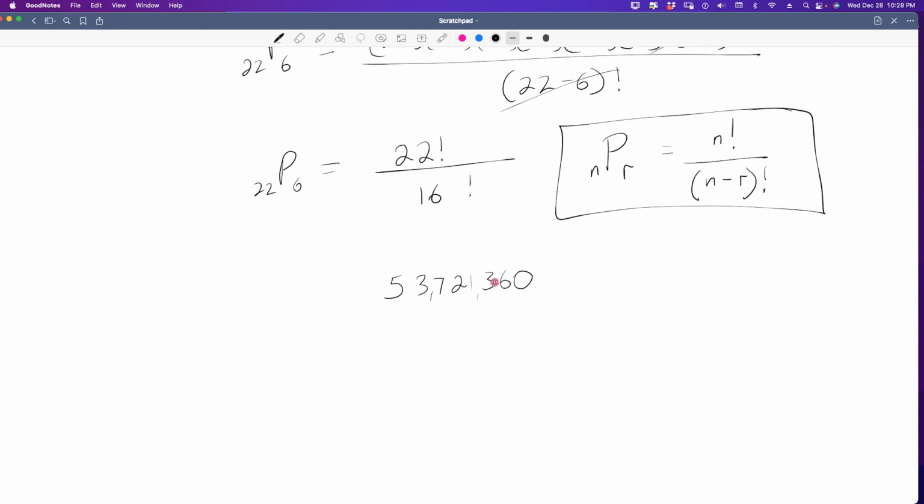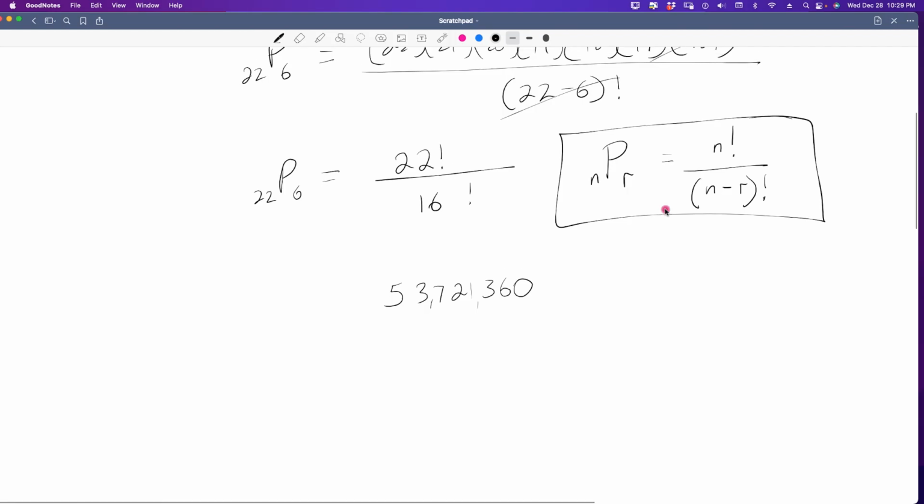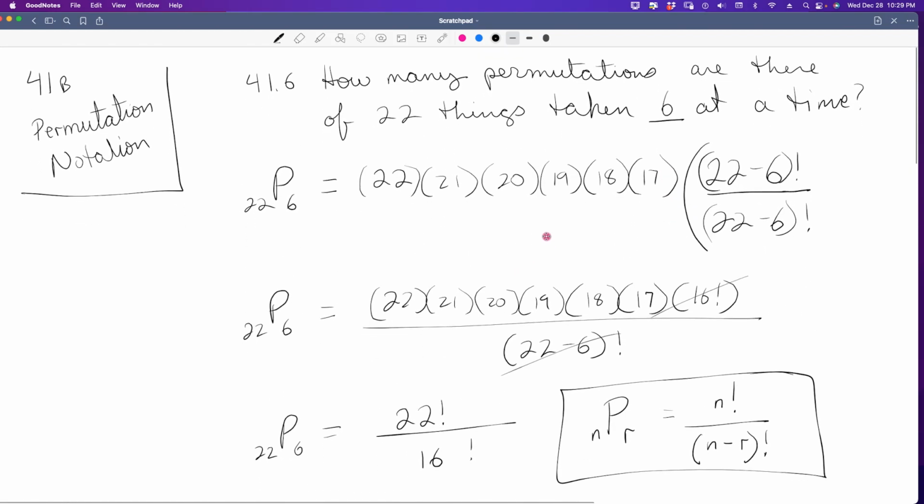So this is what we're going to use whenever we want to do the factorial notation for our permutations. So let's see if we can do one more. Yeah, we have one more we can do. So write that down. This is how we're going to do this. The number rate, the number factorial divided by the number minus the rate factorial. And this is going to be the best way to do that for us. It's the fastest way to do it for us. So let's clear the page and do 41.7, and then we'll be done.